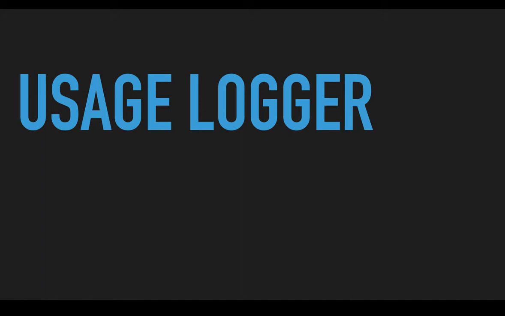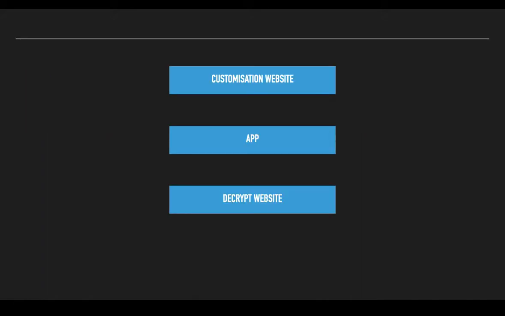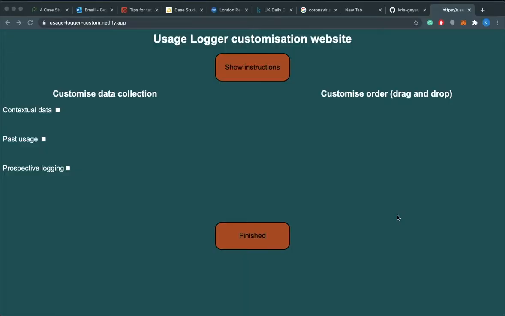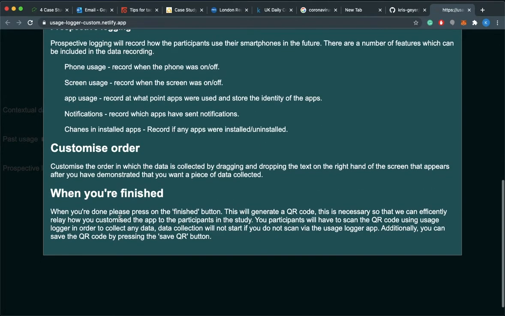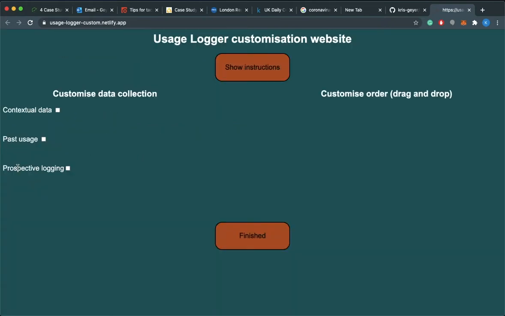Introducing Usage Logger. Usage Logger has three components: a customization website, an app, and a decryption website. I'll go through all of them now. So this is the Usage Logger customization website. It allows you to customize how the app works, of which you get detailed instructions here. But I'm going to provide a demo now, and we're going to build our own app, and we'll see how that goes.